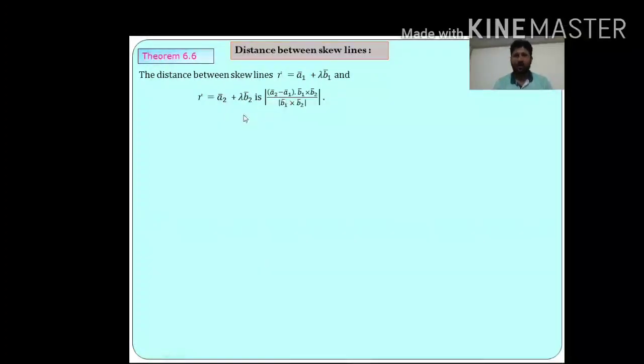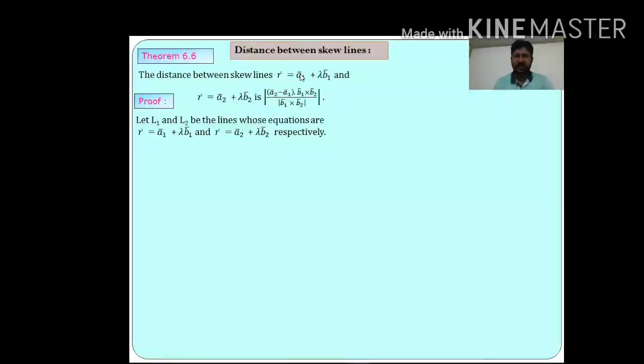To derive this formula, let us see the proof of this theorem. Let L1 and L2 be the lines whose equations are given: r bar equals A1 bar plus lambda times B1 bar, the first line, and r bar equals A2 bar plus lambda times B2 bar, the second line.